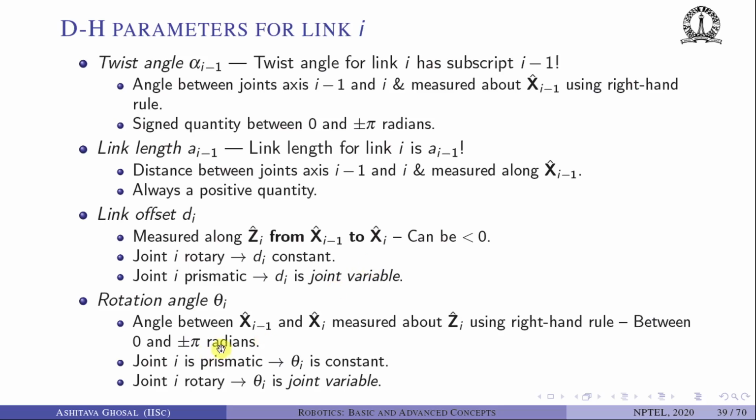Rotation angle theta i. Okay, this is the angle between x i minus 1 and x i, measured about z i using the right hand rule, between 0 and plus minus pi radians. Okay, so if joint i is prismatic, theta i is constant. If joint i is rotary, theta i is the joint variable.